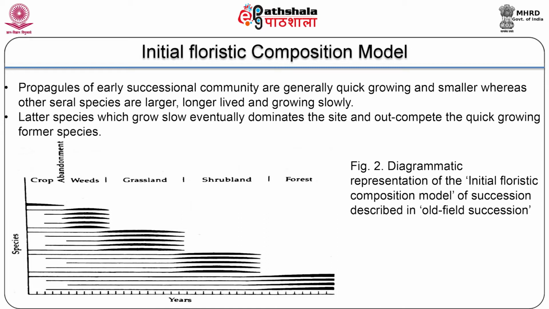Since the arrival of propagules is just a matter of chance, the course of succession in any way is not predictable. Therefore, the site does not relay from one community to another, but there is a sorting out of species at a time based mainly on its longevity. The next slide shows the diagrammatic representation of the initial floristic composition model of succession described in old field succession. The importance of the species at a given time is represented in terms of thickness of the line.